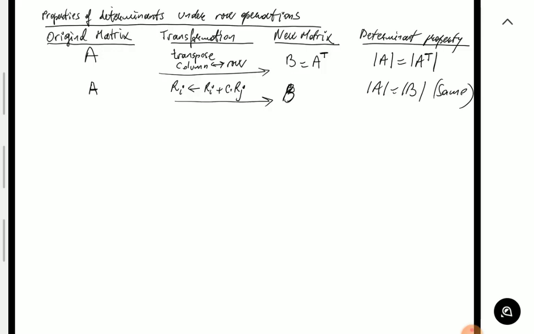Let's see, there's another transformation. Again, you start with a matrix. You interchange two rows.